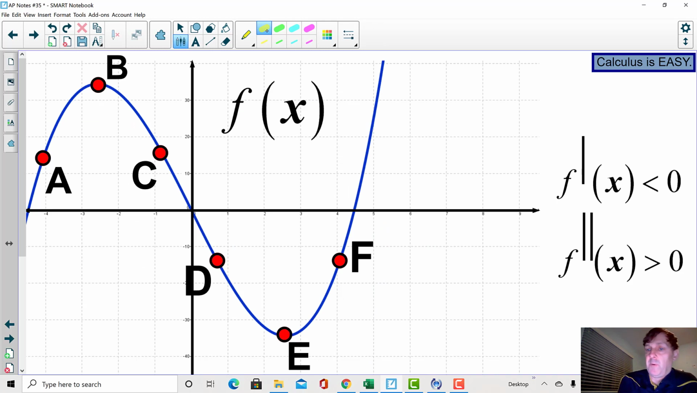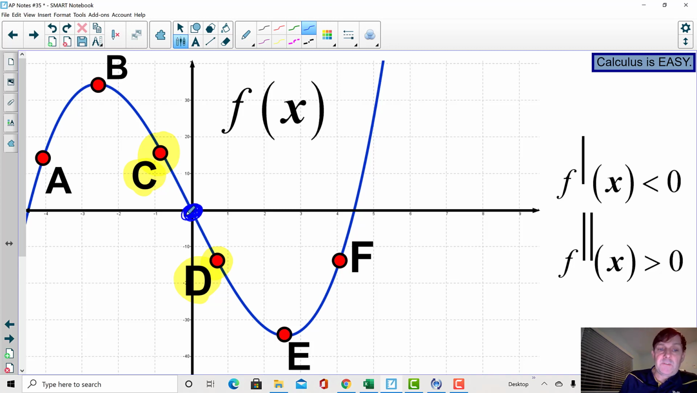Okay, for this example, we want to know which point satisfies these two conditions over here. The first condition says your first derivative is negative. That means we need to be decreasing. Well, we know we're decreasing at point C, so C is one of the possibilities. And we know we're decreasing at point D. That's another possibility. For this example, it looks like the inflection point is somewhere around here. So we're just estimating the inflection point.